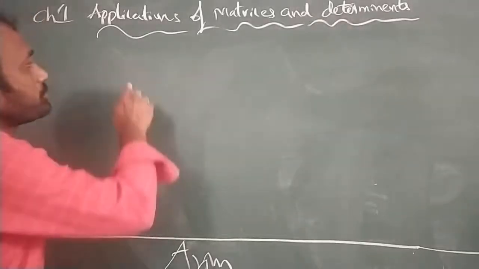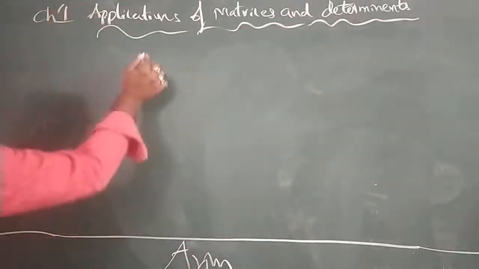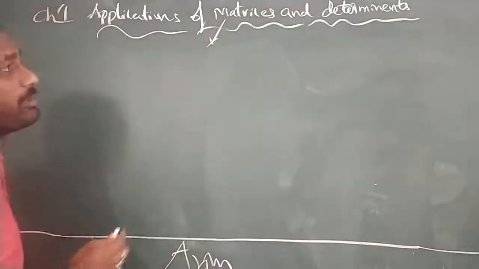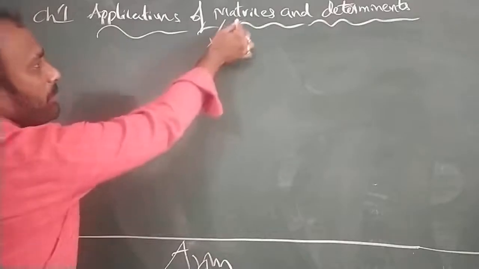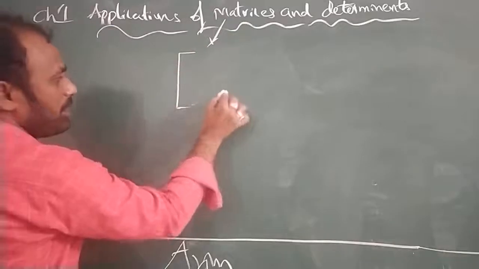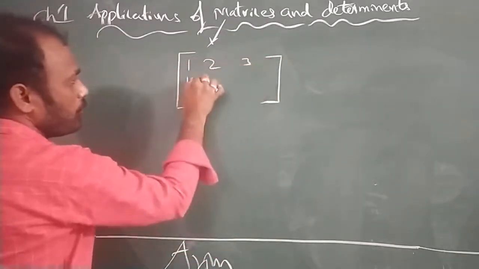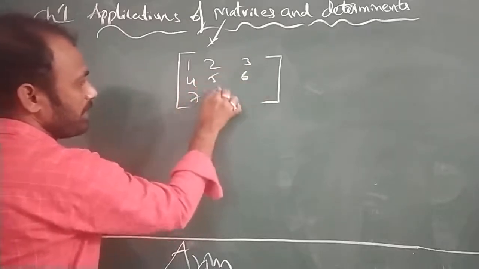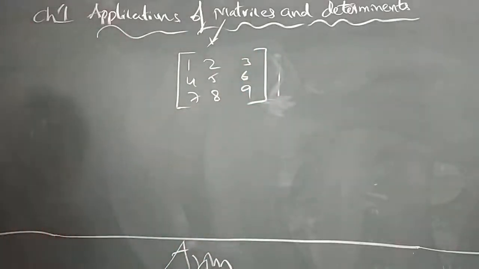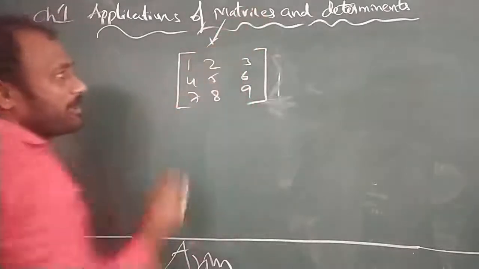Very good morning, students. Today we are going to learn applications of matrices and determinants. So in this chapter, first let us learn the matrix definition. It is the arrangement of numbers or elements in a particular order in rows and columns. If we are arranging elements, let us suppose 1, 2, 3, 4, 5, 6, 7, 8, 9, in rows as well as in columns, this arrangement is nothing but a matrix.